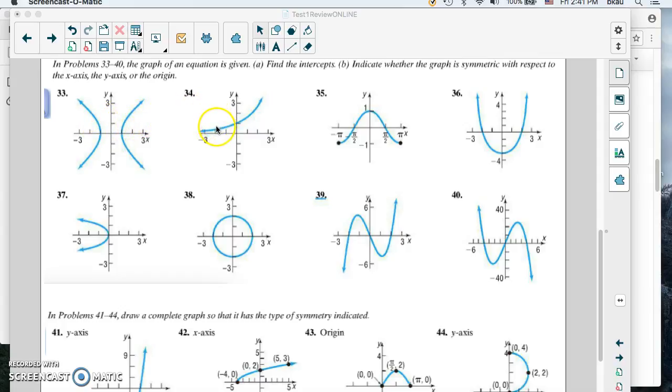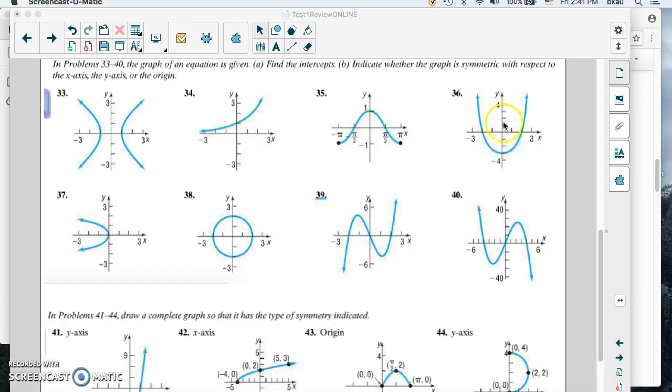34 has no symmetry. It only has one y-intercept at 0, 1. You can't fold it on the x-axis or y-axis, or rotate it around the origin to have the graphs match up. 35 has x-intercepts at pi over 2, 0 and negative pi over 2, 0, and a y-intercept at 0, 1. It has y-axis symmetry. You can fold right here. It doesn't have x-axis symmetry, and it doesn't have origin symmetry.